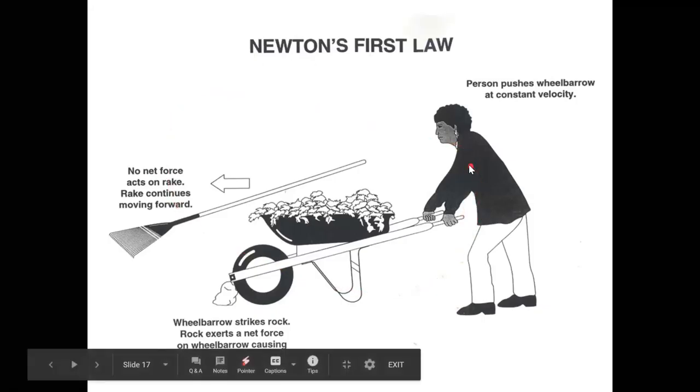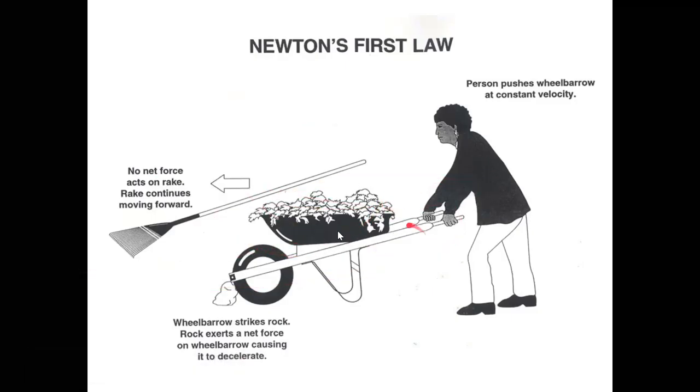So another super simple example, again, you have that wheelbarrow, you filled it up with stuff, and then you put your rake on top of it, just laid it down on top, and you're rolling along, and all of a sudden, ooh, your wheel hits a rock, and you and the rake both lurch forward, and the rake keeps moving and falls off your wheelbarrow.